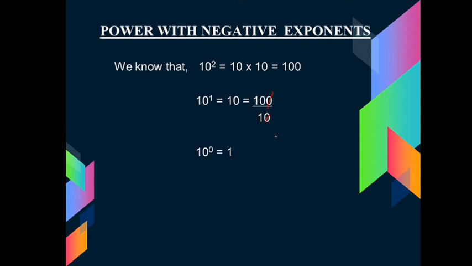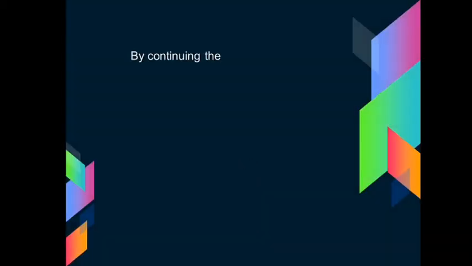Then one more, 10 raised to the power 0 equals 1. Why? Because here also we will divide 10 by 10. So 10 and 10 will get cancelled, so what is left? 1, because 10 divided by 10 equals 1. Now therefore 10 raised to the power 0 equals 1. Then 10 raised to the power minus 1 equals how much? So that we have to see. By continuing the above pattern, we get 10 raised to the power minus 1 equals 1 by 10.